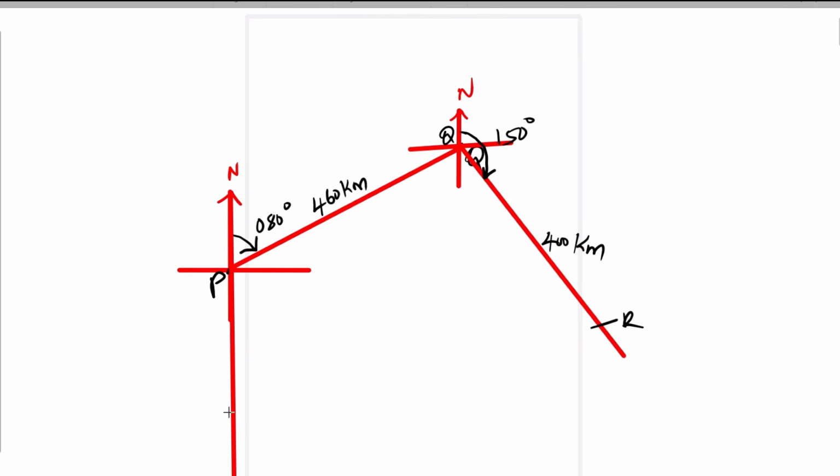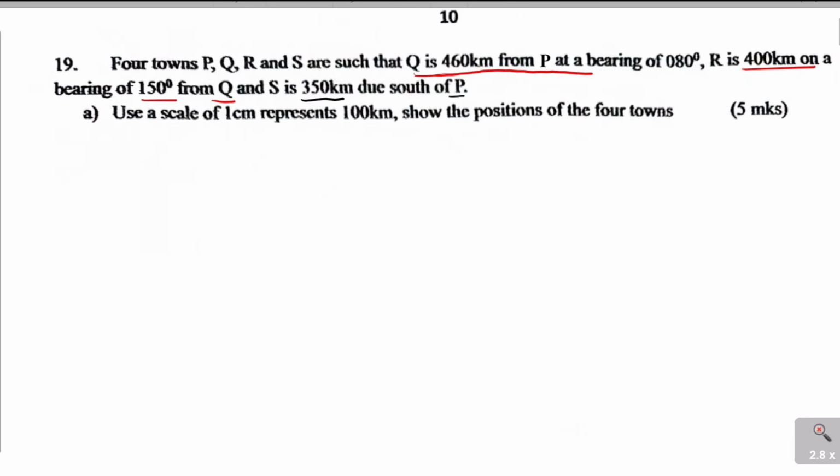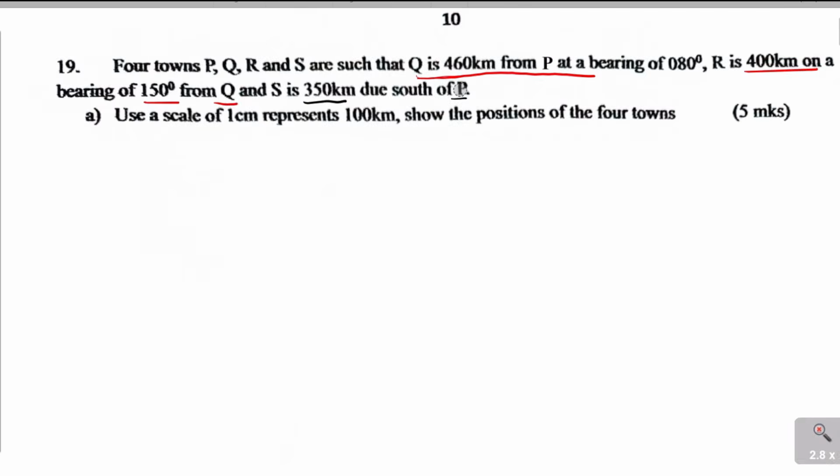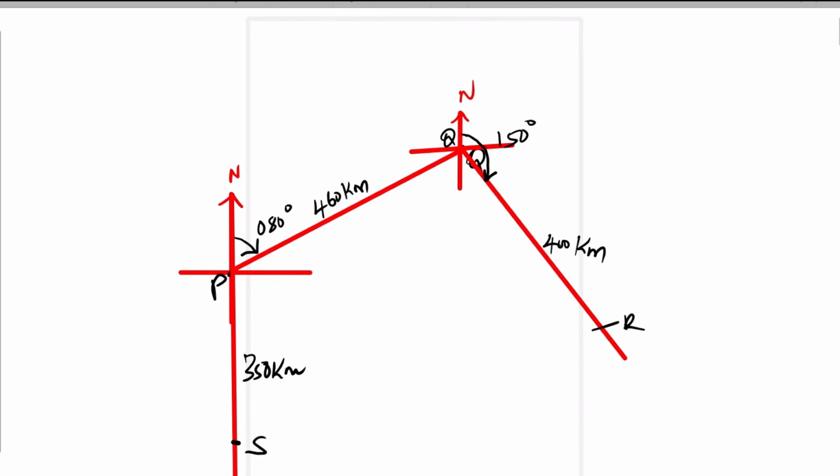So it will be somewhere there. That is where we shall have S. So S will be there, due south of P, directly south. So you just need to extend that line. And this distance is 350 kilometers.